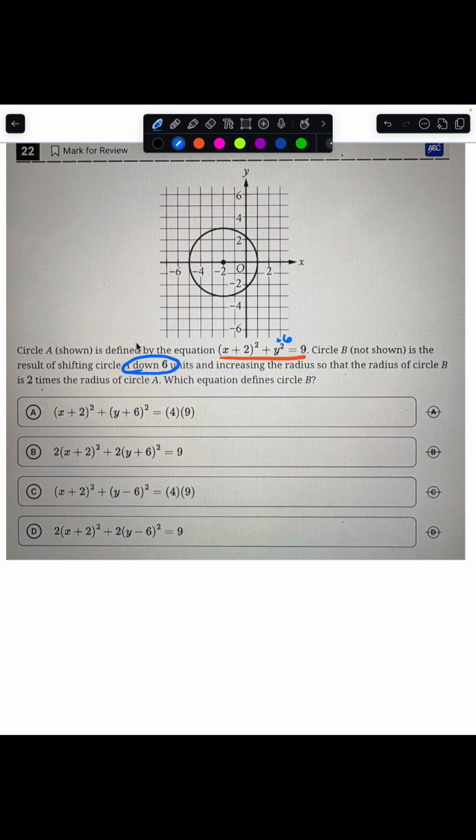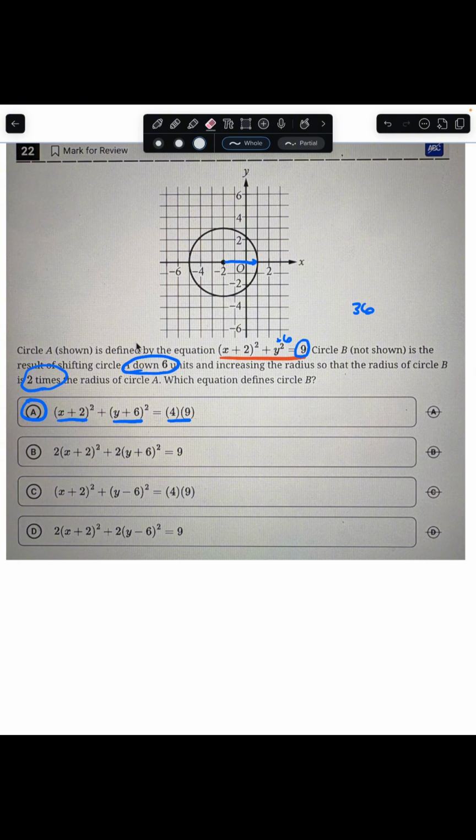The second thing that's happening is we are doubling the radius. The radius right now is 3, because we know this is the radius squared, and we can see in the circle that the radius is 3 units. So if we're doubling that radius, that means the new radius is 6 units. That means the radius squared then becomes 36. So our new equation has to not change the x variable, add 6 to the y variable, and have a radius squared of 36. So letter A here is clearly the correct choice. And that's it. I would feel comfortable with that and move on.